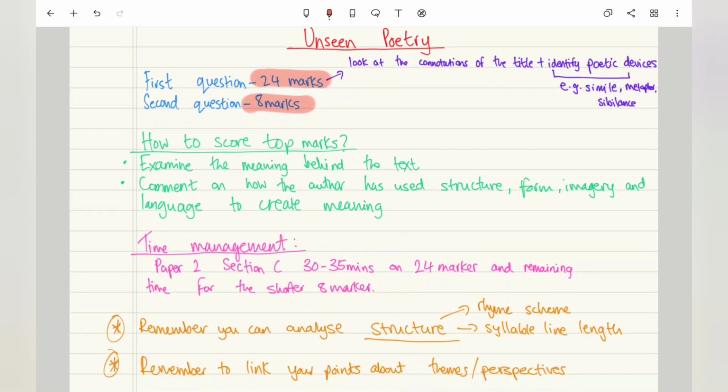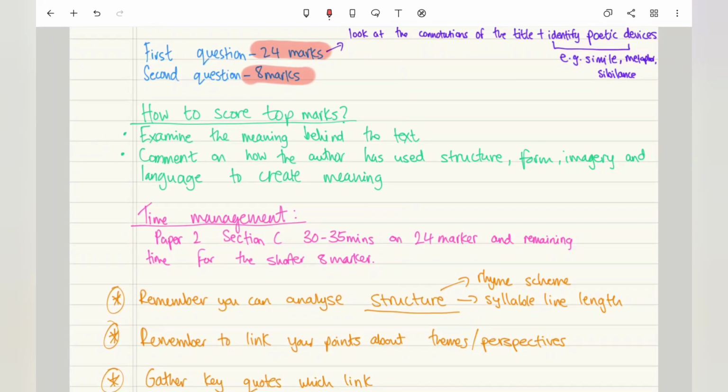Now, for unseen poetry, how do you score top marks? So first of all, you must examine the meaning behind the text. So look at the meanings behind the key words, the key phrases. Secondly, comment on how the author has used structure, form, imagery, and language to create meaning. So this is very important for you to consider.